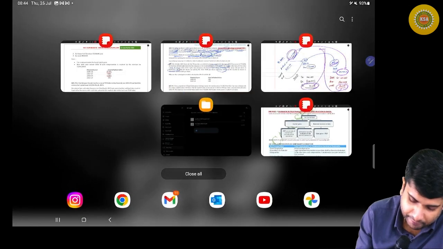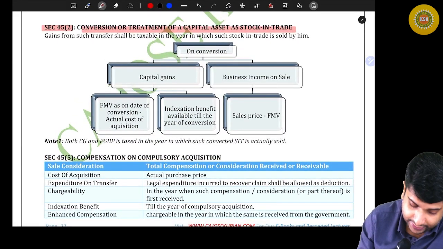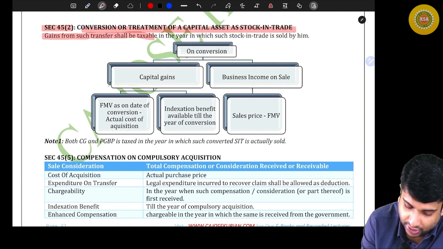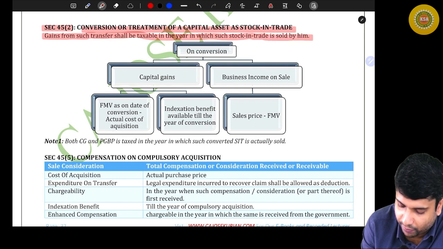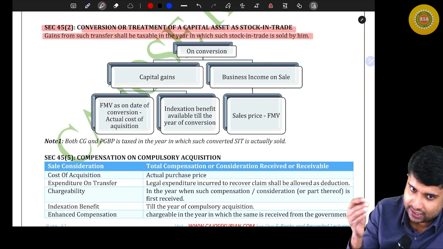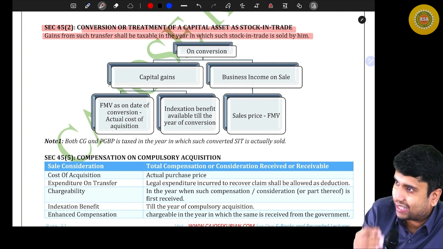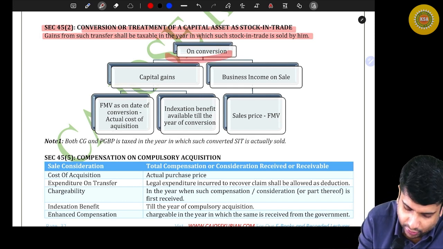Moving on to the theory part of it. Let's see what exactly is the theory. Can you read this? Gain from such transfer shall be taxable in the year in which such stock in trade is sold by him. So whenever you sell that particular stock in trade, in that period only you are supposed to compute the capital gain. And let's see on conversion.